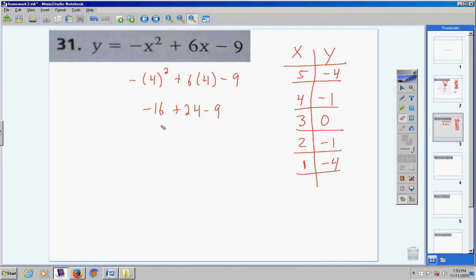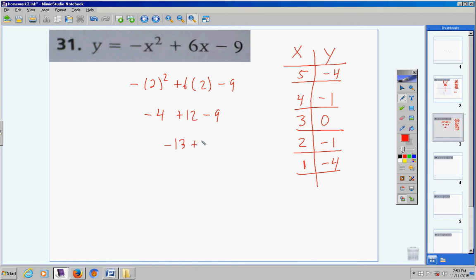Let's see what happens. Okay, I'm going to put 2 in for x, so a negative sign, then parentheses for x. Then positive 6, then parentheses for x, then negative 9. Square the 2. 2 times 2 is 4, but there's a negative sign here, so negative 4. 6 times 2 is 12, positive 12. Bring down your negative 9. Well, if you combine this, you'll get negative 13 for your negative numbers. Positive 12. Combine, you'll get negative 1, which you're supposed to. So students, there we go. We're good. We are so ready to graph now.